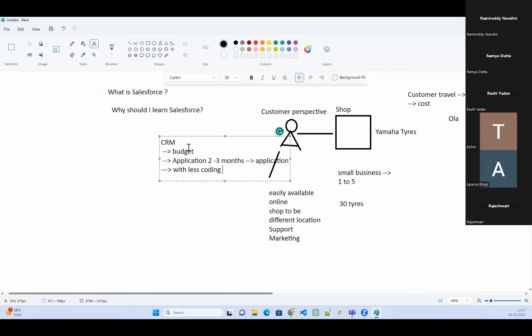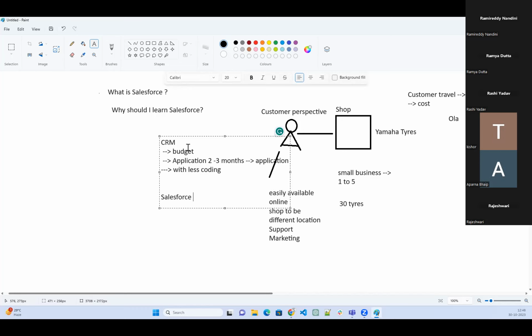Right. So when they did the research, the person identified Salesforce. So Salesforce is going to help. Salesforce is basically used to help the owner communicate with the customers in different ways. If you want to communicate with the customers in different ways, the best application is Salesforce.